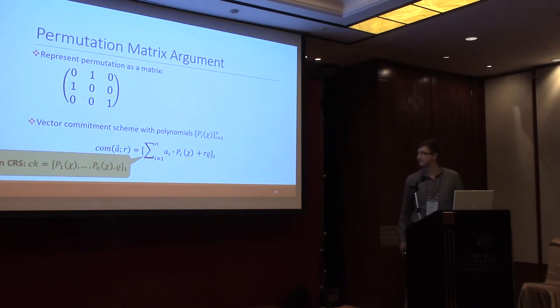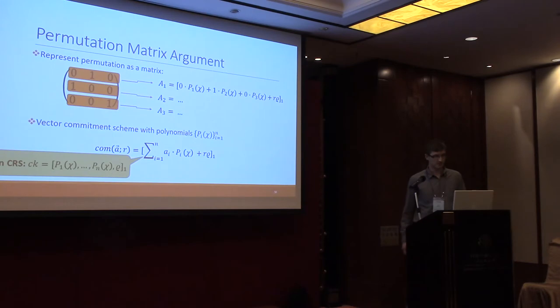So a commitment to a vector a: we multiply the respective coordinate of the vector by p_i, and then we have some randomizer that hides the commitment. Then we commit to each row in this permutation matrix. As I mentioned before, what we want to show is that the commitments actually contain a permutation matrix.